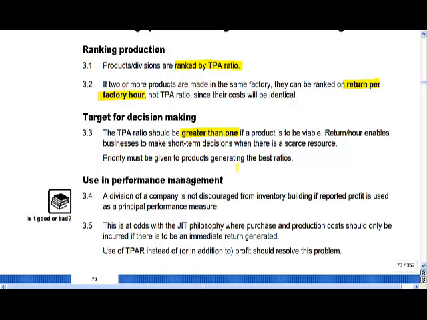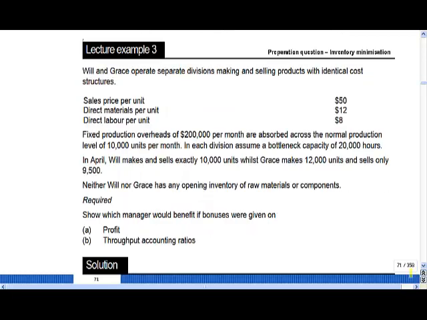Now lecture example 3 is an example which just demonstrates this use of a throughput accounting ratio. So what we've got to do is firstly calculate which manager would benefit if bonuses were given on profit, and then the throughput accounting ratio. So this is going to demonstrate that difference in performance measurement.